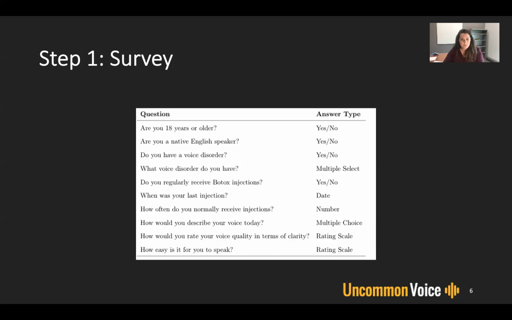Since the majority of the speakers in this data set so far are individuals with spasmodic dysphonia, there's certain questions that are pertinent to these individuals, like if they receive Botox injections as a treatment or not. And since Botox injections modulate the voice and change the intelligibility of their voice, it's important to know when their last injection was, and if they normally receive injections. And then also we had some self-reported quality and clarity values. So had them rate the quality of their voice today, as far as whether it was breathy, whether it was creaky, or whether it was relatively modal / normal, and then also a difficulty of speaking.